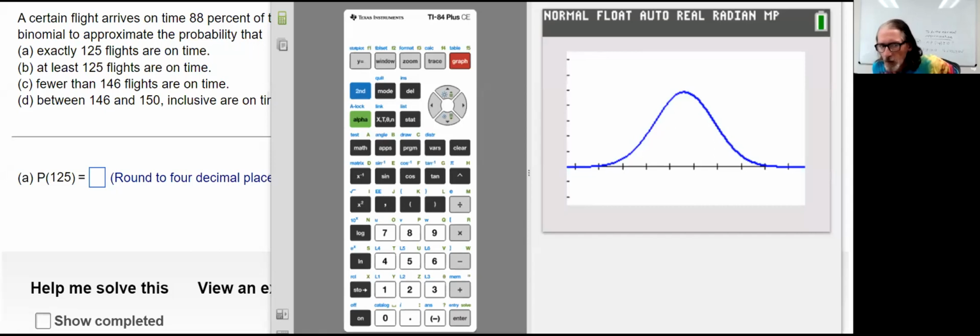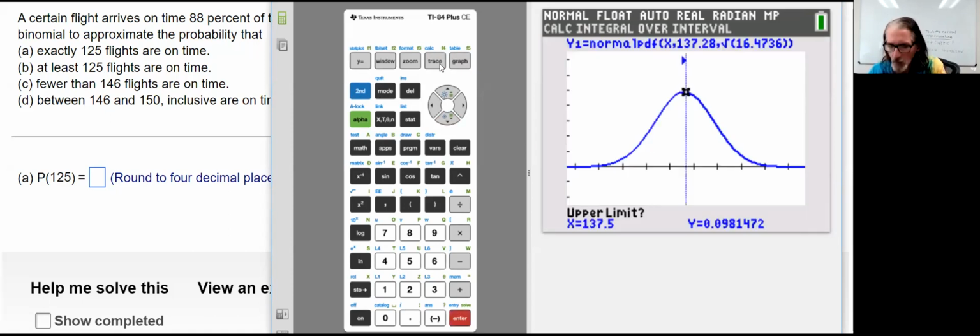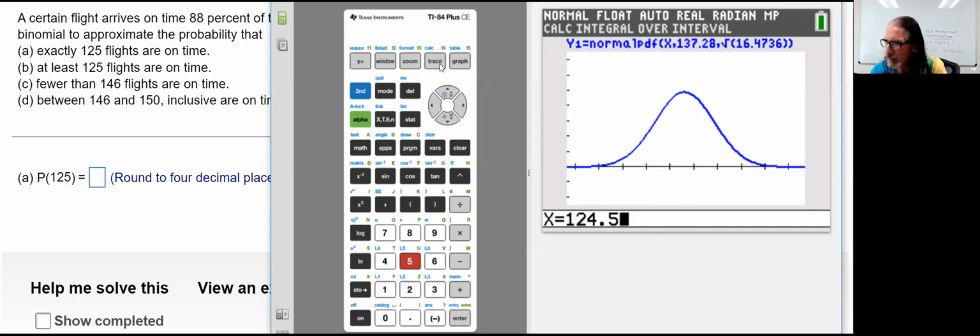So let's see what parts they were asking for. All right, so we're asked for the probability that exactly 125 flights are on time. And we need to use the continuity correction, going half a unit left to 124.5 and half a unit right to 125.5. So let's see here. 124.5.